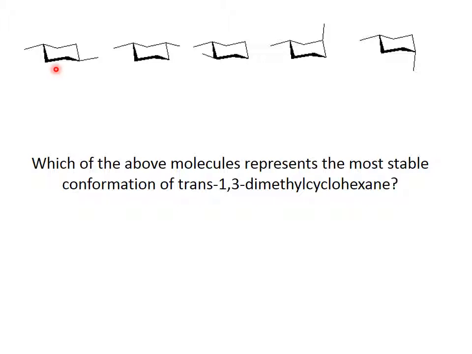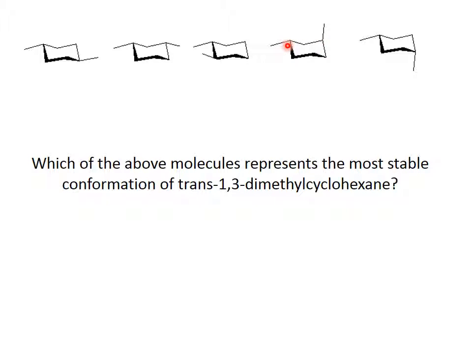If I go and I look, I can see that there would be a hydrogen up here and a hydrogen down here, so this is trans. There's a hydrogen up here and a hydrogen up here, so this is not trans and we don't consider it. There's a hydrogen up here and a hydrogen down there, so this is trans, but this is 1, 2. This one is 1, 4, and so it is not 1, 3. If I look at this one, it's 1, 4, so it's not that.